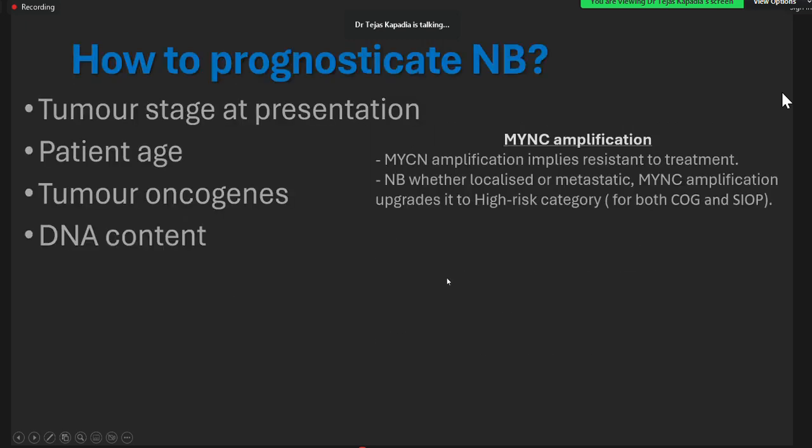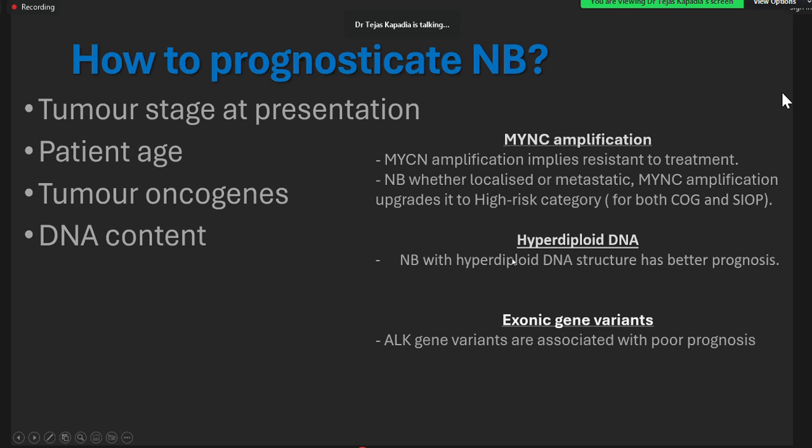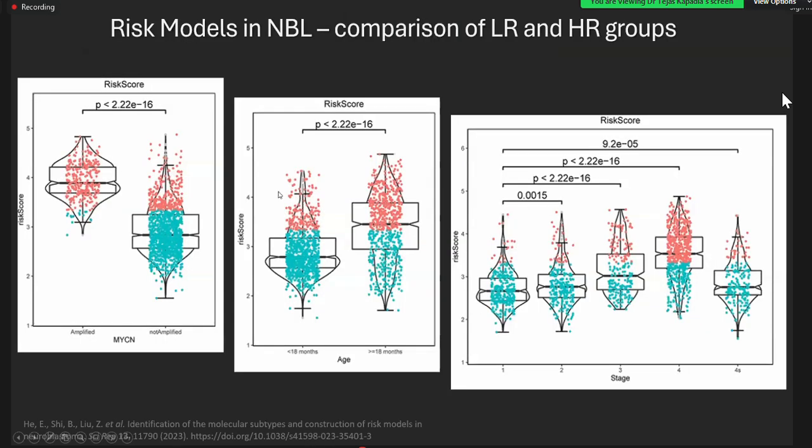Okay, and the other markers, like we have seen on the risk category charting, are the type of DNA structure and some genetic variants like ALK mutation. So this is just a risk chart to show you what happens when they're MYCN amplified versus non-amplified. So this is the risk scoring versus MYCN amplification. If they're amplified, they go into a higher risk category compared to the non-amplified variety. Similarly, if they're more than 18 months, they again go into a higher risk category.